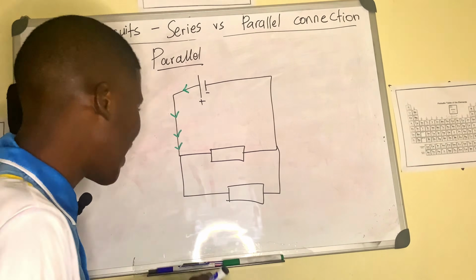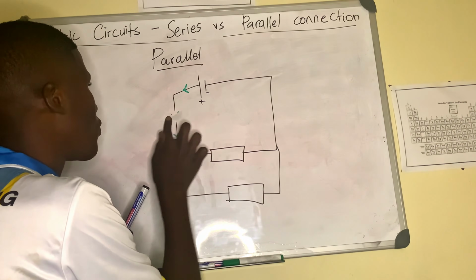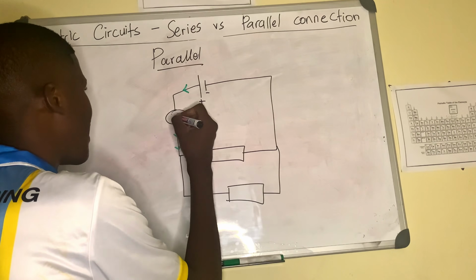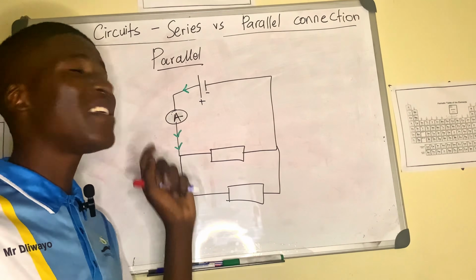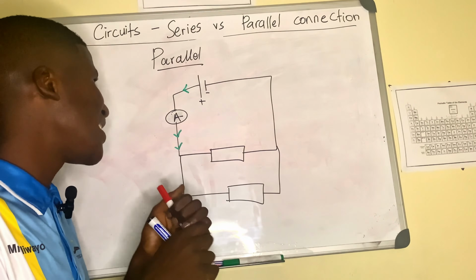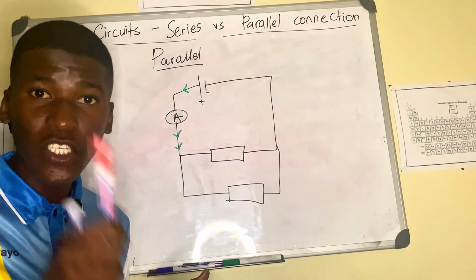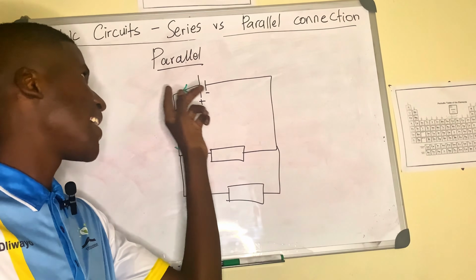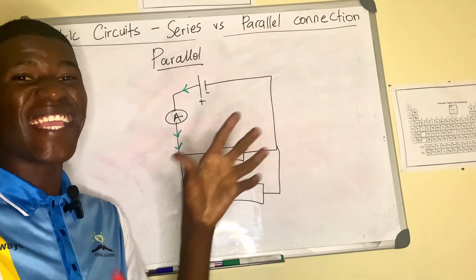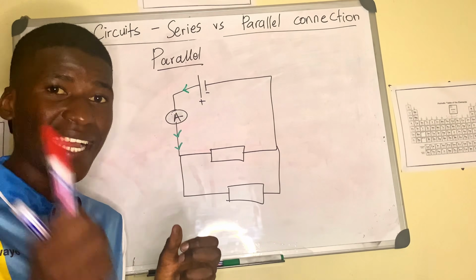So if I was to put an ammeter here, and I say this is an ammeter A connected in series, remember the ammeter measures the current. In this case, this ammeter will measure the total current of the circuit or of the battery. It is because the current that is coming from the battery, exactly as it is, is the total current.